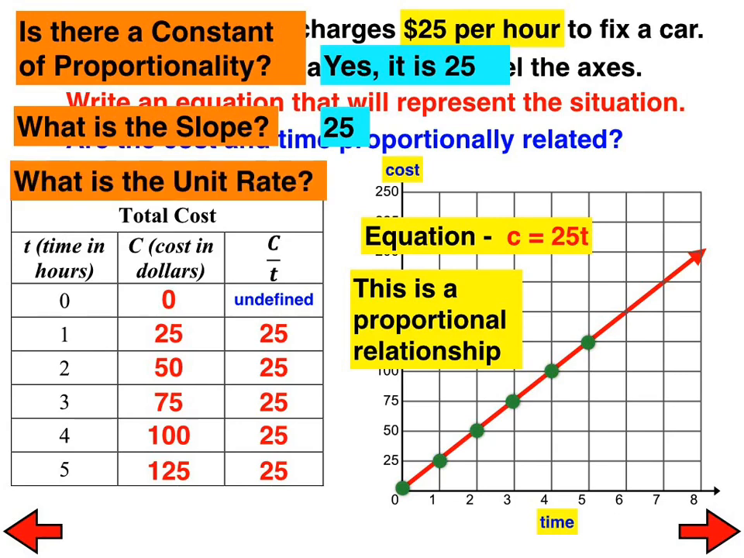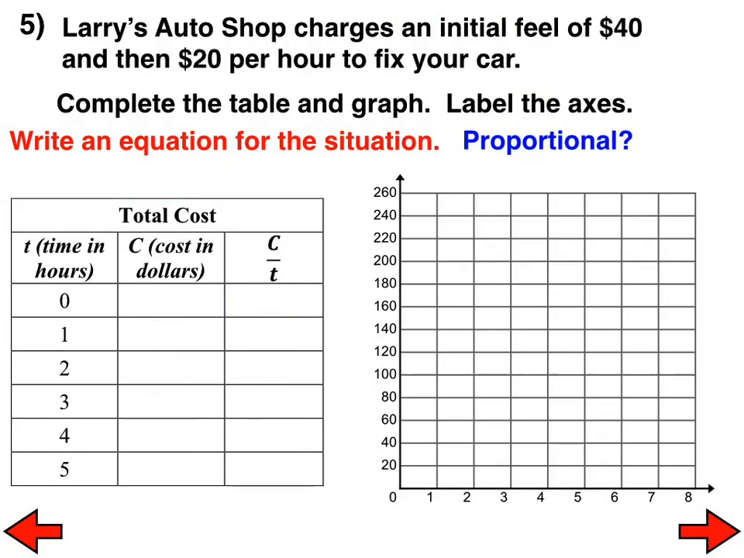What is the unit rate? It's not 25. $25 per hour. The difference between unit rate and slope, while the constant part of it is the same, we need to make sure that we label the unit rate with units, the correct units in the context of the problem. Okay, everybody try number 5 all the way through, please.